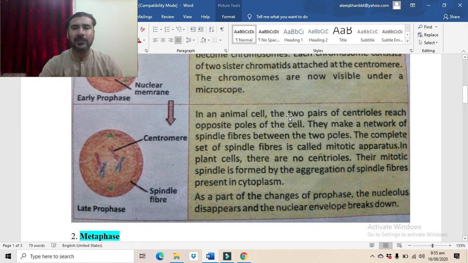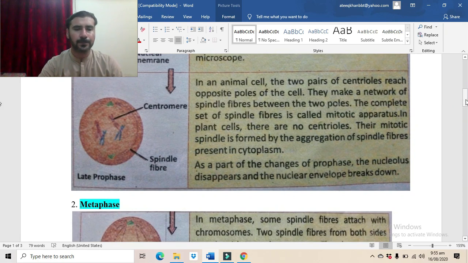So in an animal cell, the two pairs of centrioles reach to the opposite pole of the cell. Now they have reached the opposite pole of the cell. They make a network of spindle fibers between the two poles. They will form spindle fibers from the two poles. The complete set of spindle fibers is called the mitotic apparatus. That complete apparatus is known as mitotic apparatus. Now these are the chromosomes which are formed.